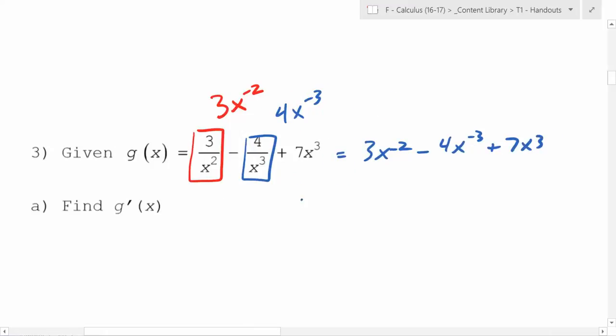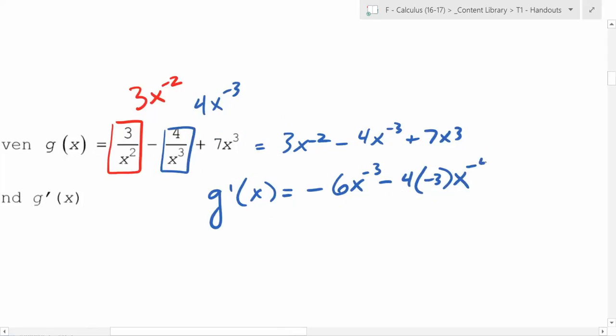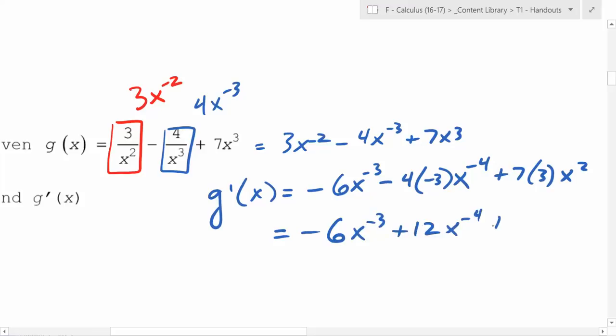So Natalie, can you tell me what the derivative is going to be? Maybe negative 6x to the negative what? You go down. You always go down. Yes. Minus 4 times what? Minus 4 times negative 3, x to the what power? Negative 4 plus 7 times 3x squared. So yeah, you can simplify this to be plus 12x to the negative 4 plus 21x squared.